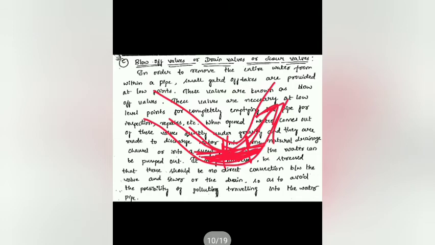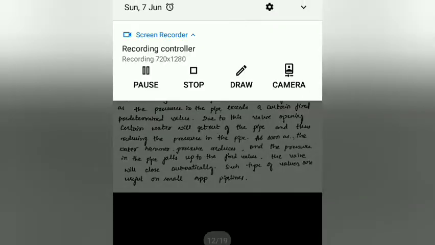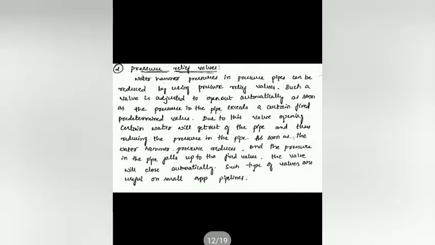So this is a kind of valve, we call it a blow-off valve. Next we are considering the pressure relief valve. The name itself indicates these are used to release the negative water hammer pressures that will be present in the pipelines. Water hammer pressures in pressure pipes can be reduced by using pressure relief valves. This is the intention of providing this kind of valve.